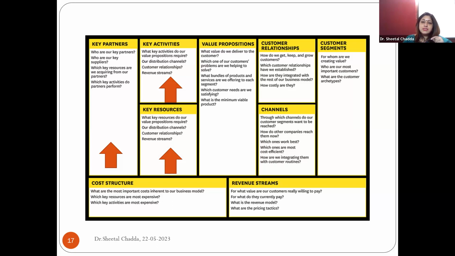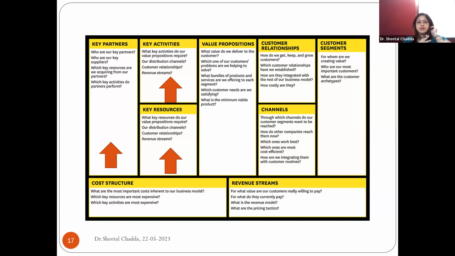So technology is one where you can leverage and create a value proposition for the consumers in a different way. That means what I'm trying to say is that you can use technology to create a product which has value to the consumers. So that's the answer to the question of value propositions.